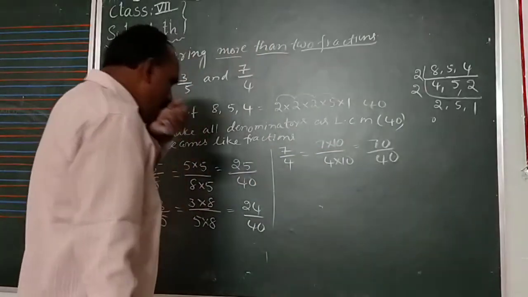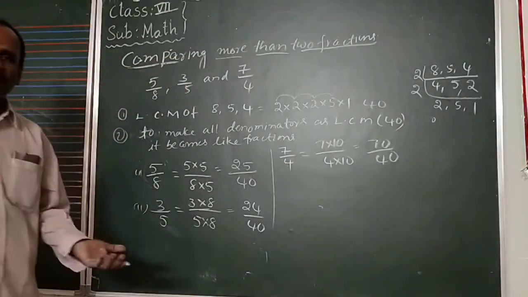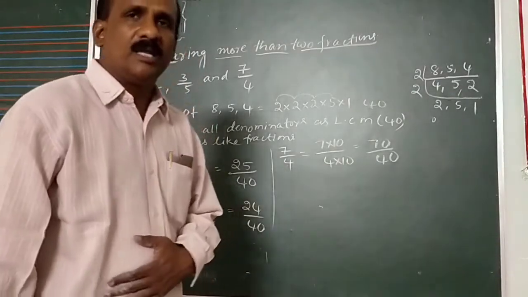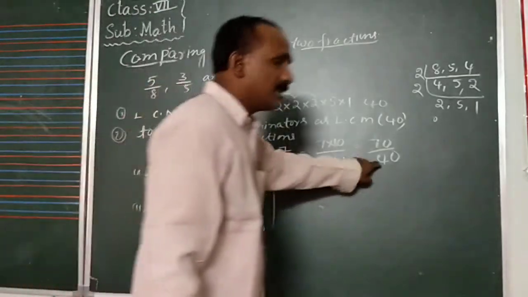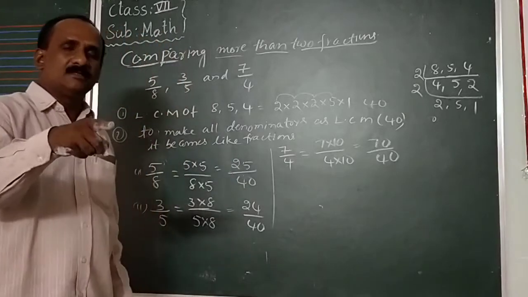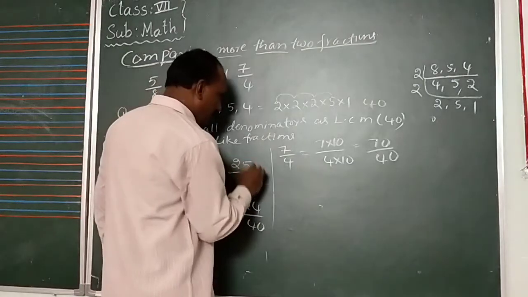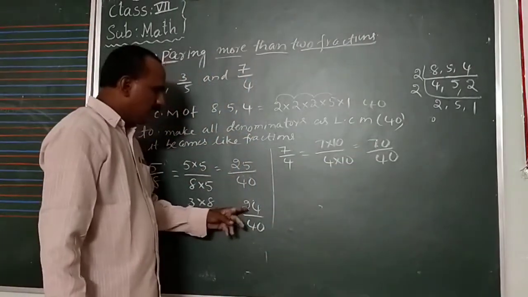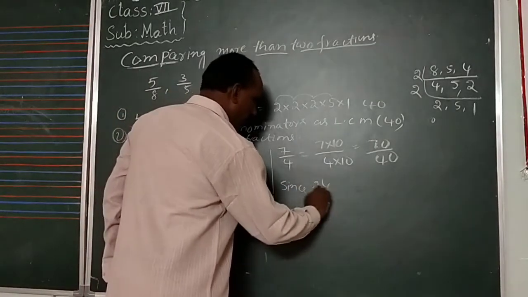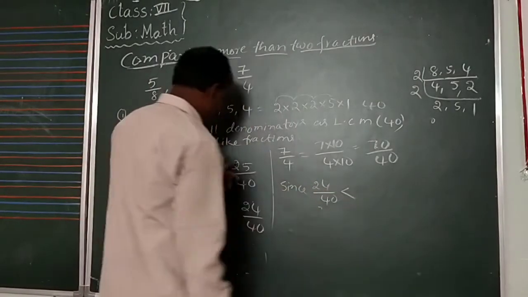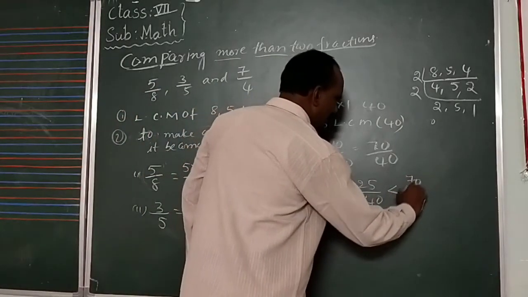That means all become like fractions. It is easy to find which is greater or smaller in like fractions. All the denominators are equal, 40, 40, 40. Whichever numerator is less, that fraction is smaller. The numerators are 25, 24, 70. 24 by 40 is less than 25 by 40, which is less than 70 by 40.